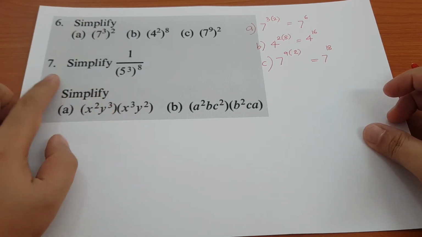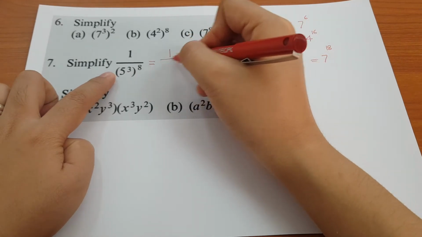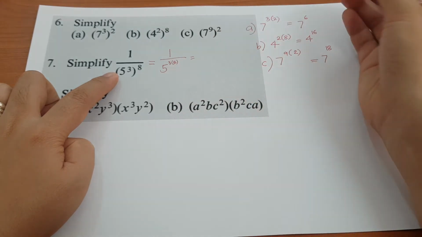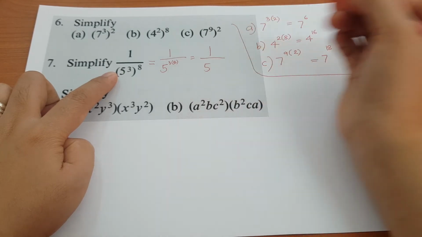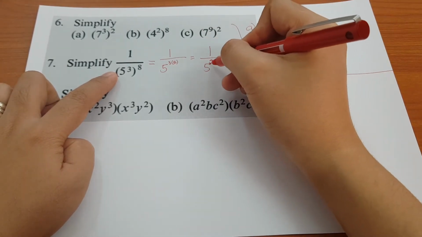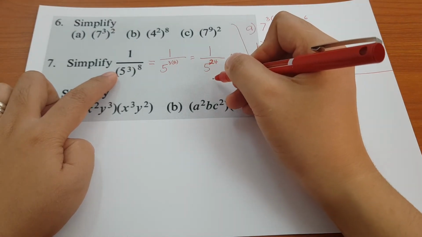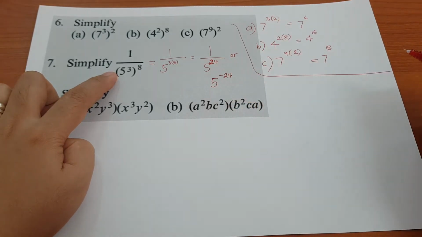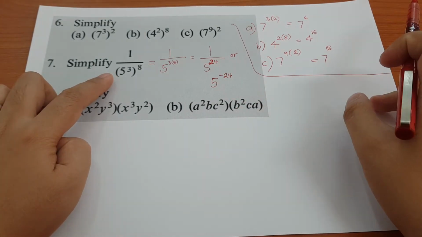Okay, here is question number 7. So this will be 3 times 8, which is 1 over 5 to the power of 24. Or, if you want to write this above, you can apply the rule for a negative exponent, so this will give you 5 to the power of minus 24. Either way you can write it, the meaning is the same.